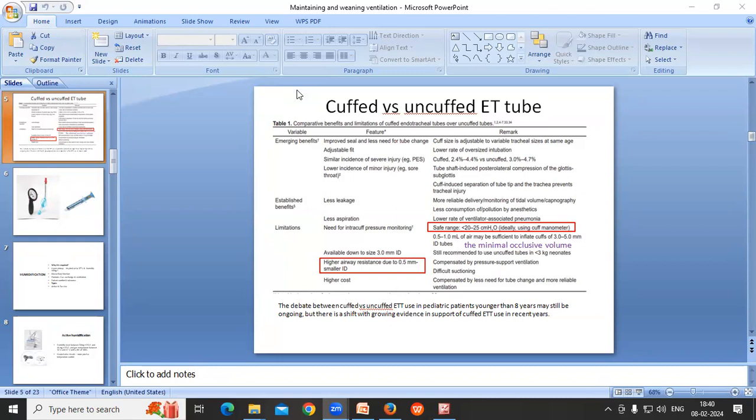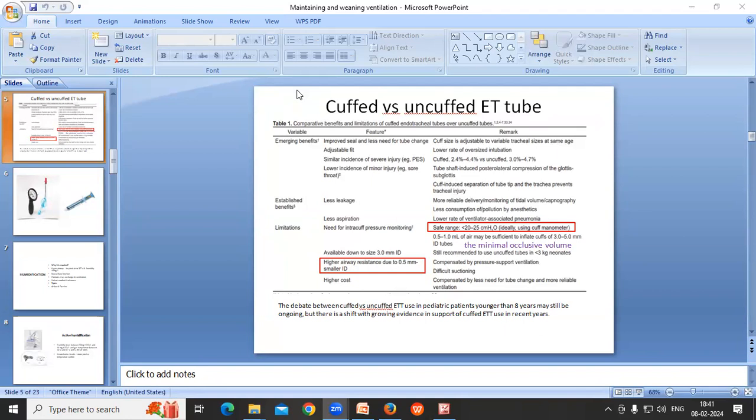If you don't have that and you are not ventilating that many children, what I can suggest is the minimal occlusive volume. You need to put the child on the ventilator and look at the volume curve, the volume scalar. Once you don't inflate the cuff, you get what you get in the volume scalar. What are you going to get when you don't inflate the cuff? If there is a leak, the curve does not reach the baseline.